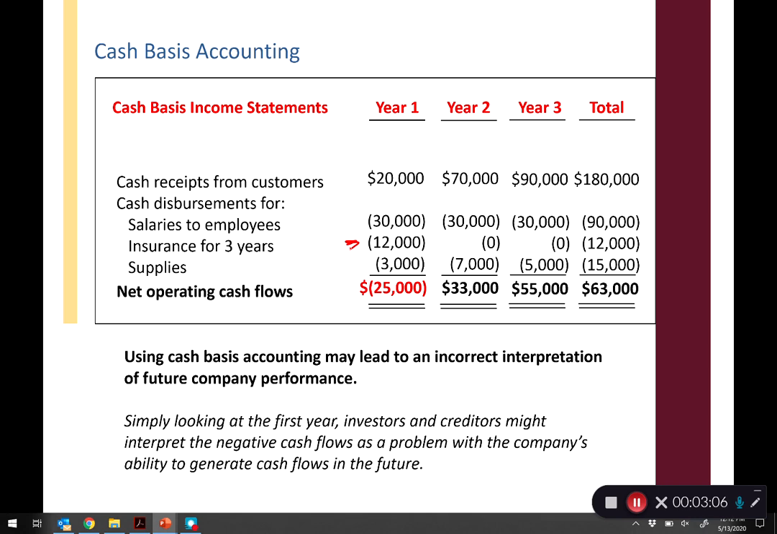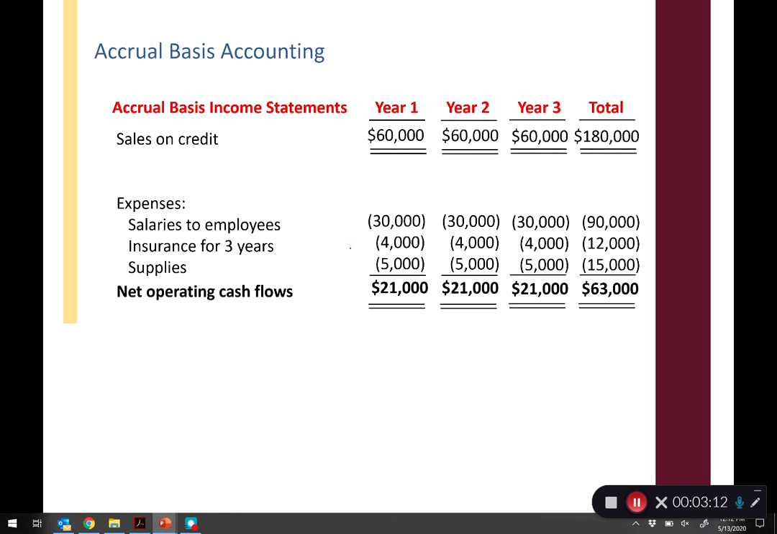To better make the point, let's compare this same company using accrual basis. So we have $180,000 in sales. If we use the accrual basis, we record them when we sell it, not necessarily when we get the money. So you can see that 180 is broken up into 60, 60, and 60. We sold the same amount of product each and every year, and under accrual basis, we would record the revenue for the amount we've earned each year by providing the good or service, whether or not we got the cash.